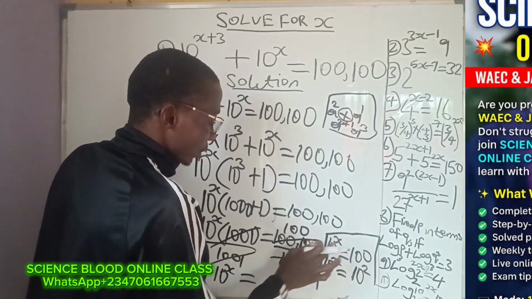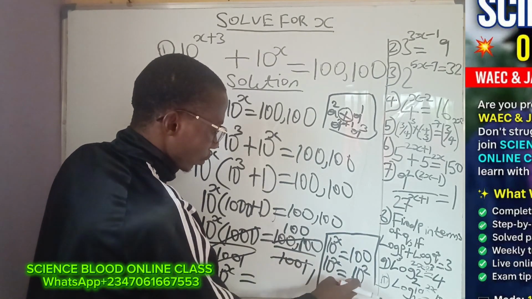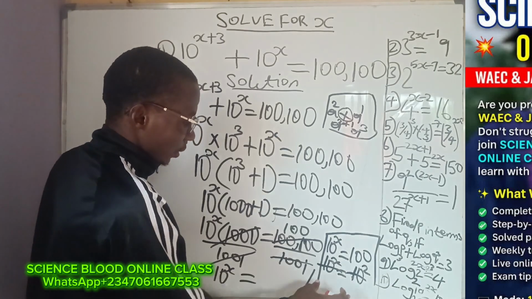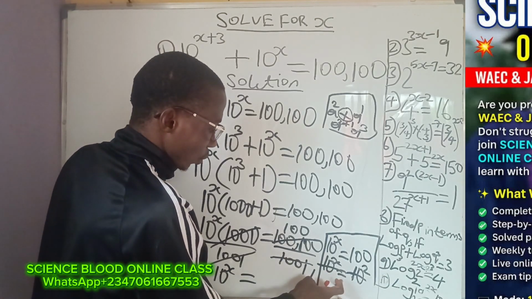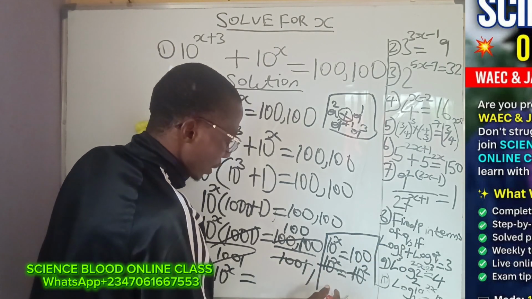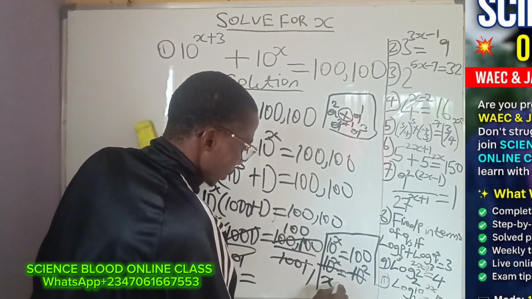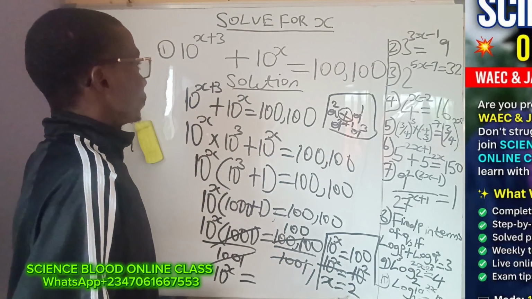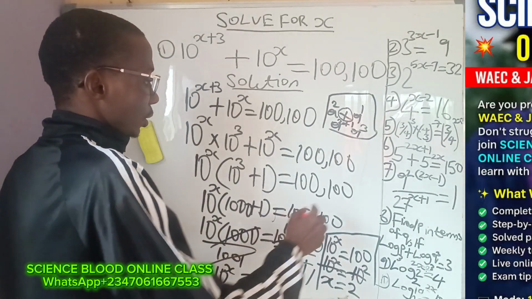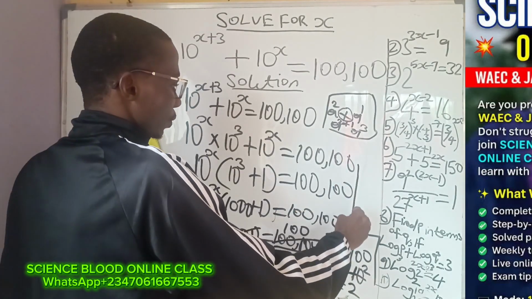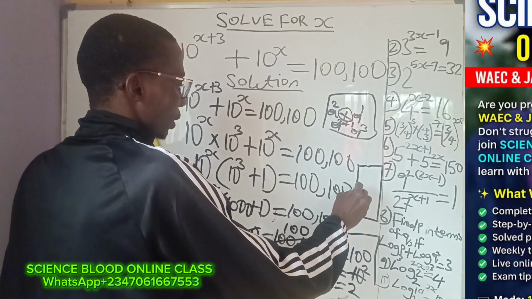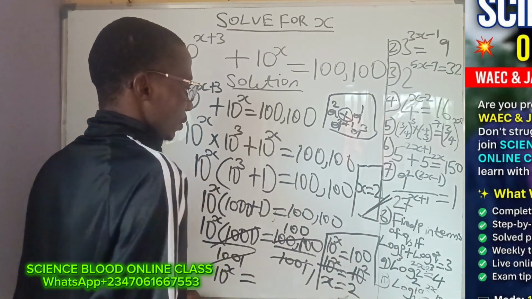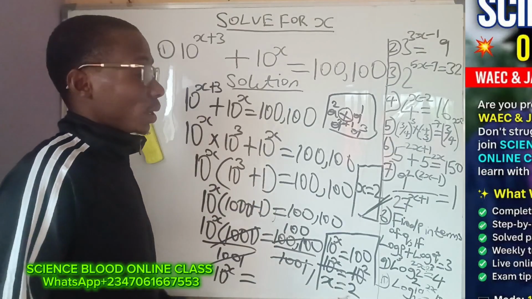10 to the power of 2 is the same as 100. Since I have an equal base, what are you going to do? You cancel out. Since you have an equal base with an equal sign, just cancel the bases and equate their powers. Therefore, x is equal to 2. So the final answer for this question number 1 is x equals 2.